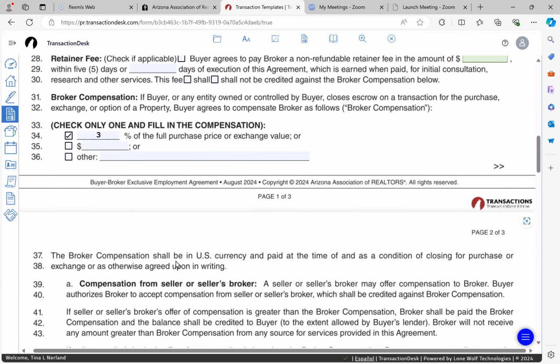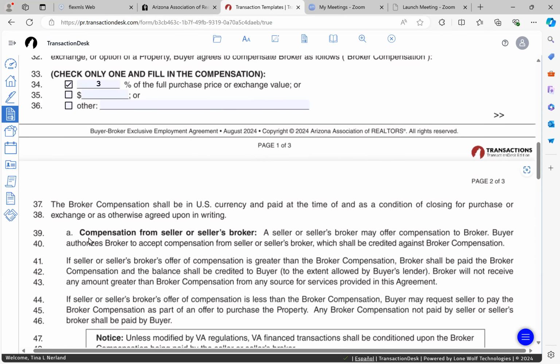The broker compensation shall be in US currency and paid at the time of and as a condition of closing for purchase or exchange or as otherwise agreed upon in writing. Compensation from seller or seller's broker. A seller or seller's broker may offer compensation to broker. Buyer authorizes broker to accept compensation from seller or seller's broker, which shall be credited against the broker compensation. If seller or seller's broker's offer of compensation is greater than the broker compensation, broker shall be paid the broker compensation and the balance shall be credited to the buyer to the extent allowed by the buyer's lender.